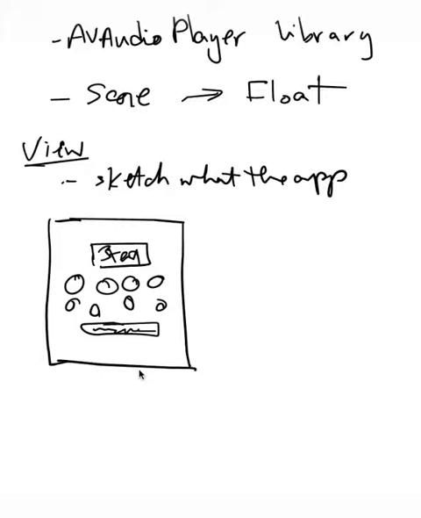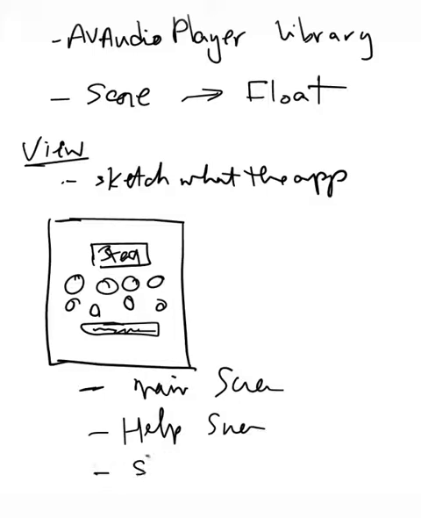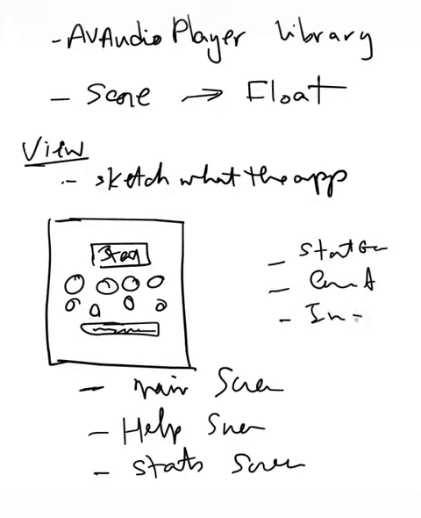So the view will look at those screens. So we have a main screen. We have the help screen, and we have the statistics screen, and we have the state of the game, which is the start of the game, and then you have the correct answer, the incorrect answer, and the end game. Then we move to the controller.